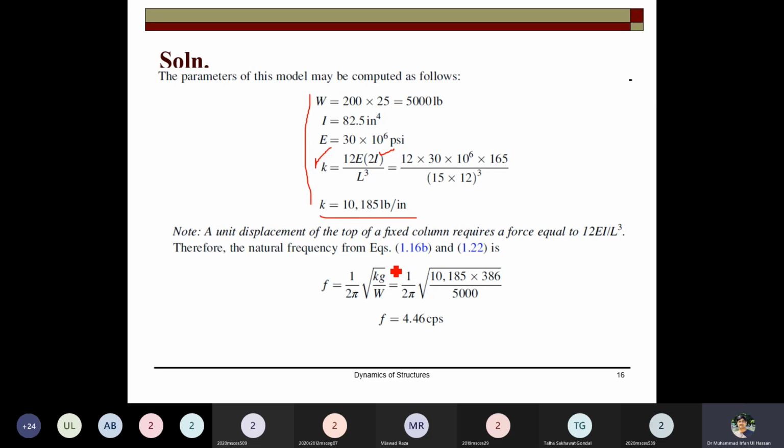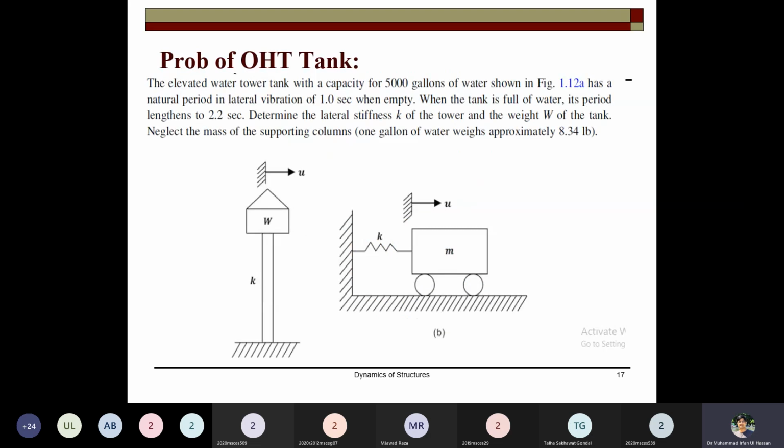From the K, you know that f is equal to 1 over 2 pi times the square root of K over M, and M is equal to W over g. So K is known, W is also known, g is 386 inch per square second. So the frequency can be computed.